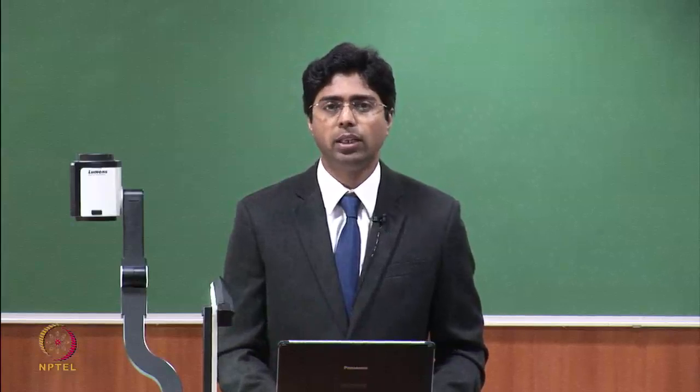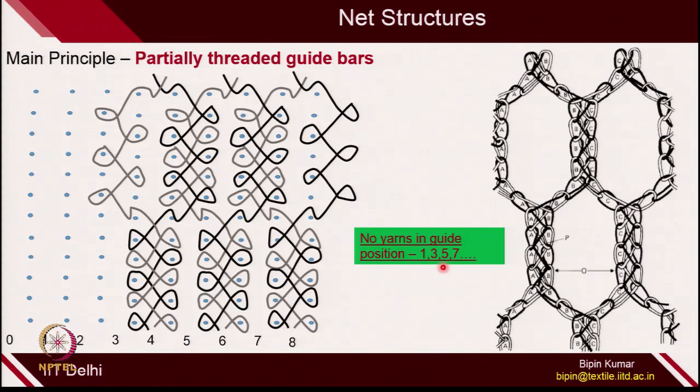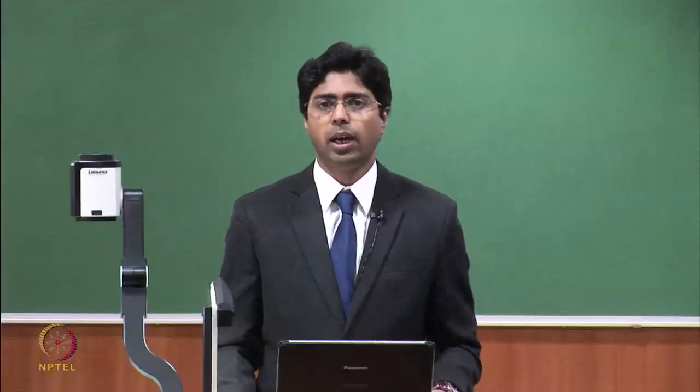It cannot provide overlap or underlap of any warp yarn, because no warp yarn is attached to guide positions 1, 3, 5, 7. If no warp yarn is attached to such positions, two adjacent columns will not be connected and an opening will be created in the fabric, resulting in a net structure.